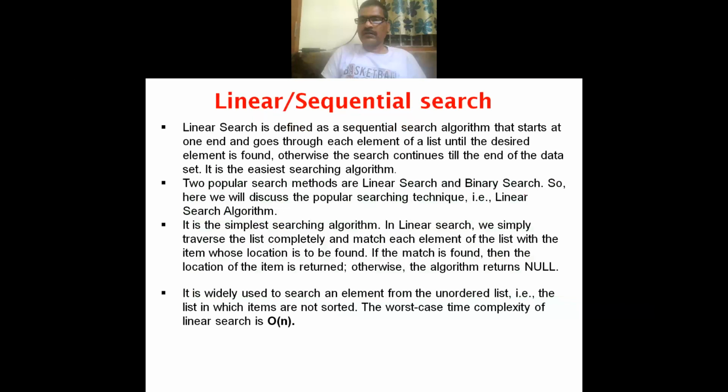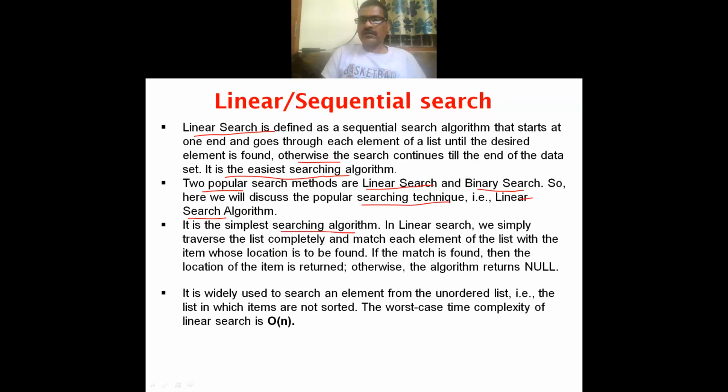So what is meant by a linear or sequential search? The linear search is defined as a sequential search algorithm that starts at one end and goes to each element of a list until the desired element is found. Otherwise, the search continues till the end of the data set, and it is the easiest searching algorithm. We have two important search methods, linear search and binary search. Here we will discuss the most popular search technique, called sequential search or linear search algorithm. It is the simplest searching algorithm.